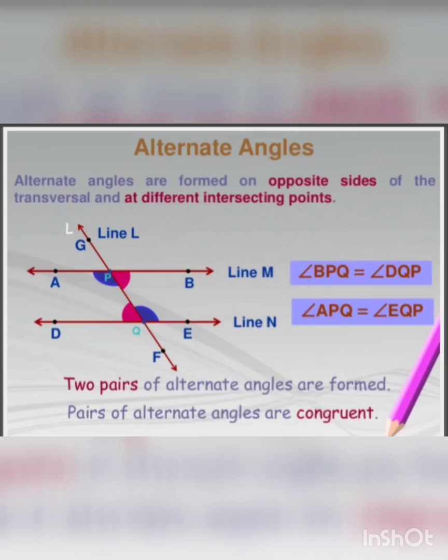Alternate angles. Alternate angles are formed on opposite sides of the transversal and at different intersecting points. So children, here you can see blue color angles and pink color angles. So the two blue color angles are a pair of alternate angles and they are equal. So let us see them now. That is angle BPQ is equal to angle DQP and angle APQ is equal to angle EQP. So these are the two pairs of alternate angles formed.